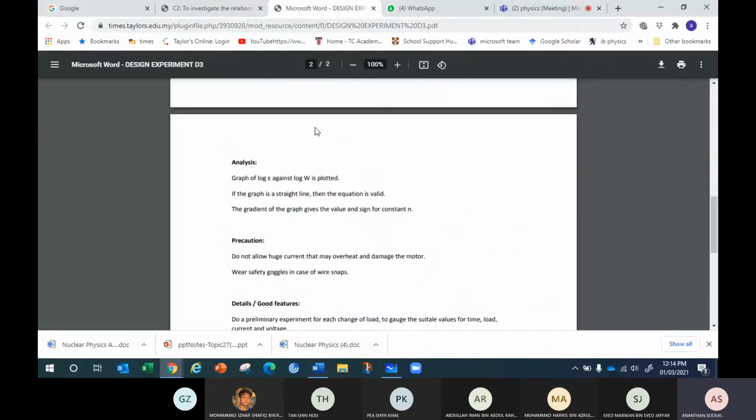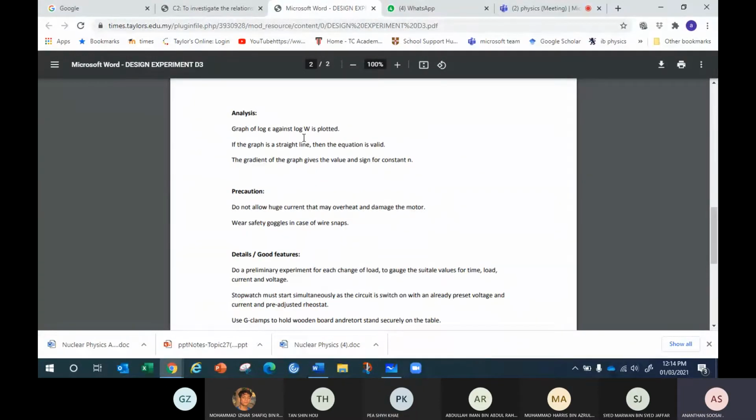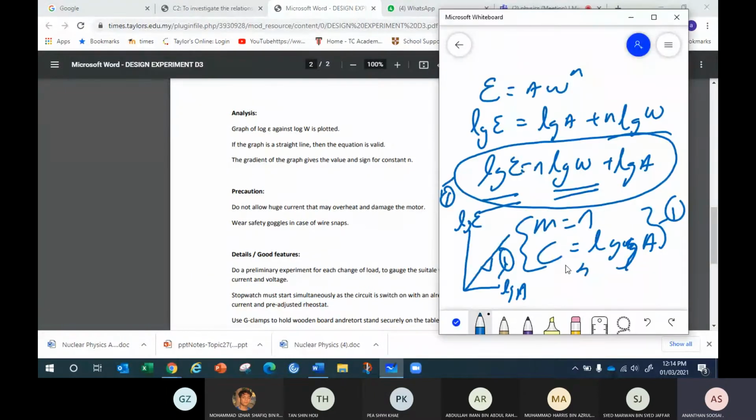Okay, so that's the idea. So graph log E versus log W is to be plotted. If the graph is a straight line, then the equation is valid. The gradient gives the value of N, a constant. And the y-intercept, what will it be? Please add, the y-intercept will be log A. Okay, always state the gradient and the y-intercept. Y-intercept should be log A.